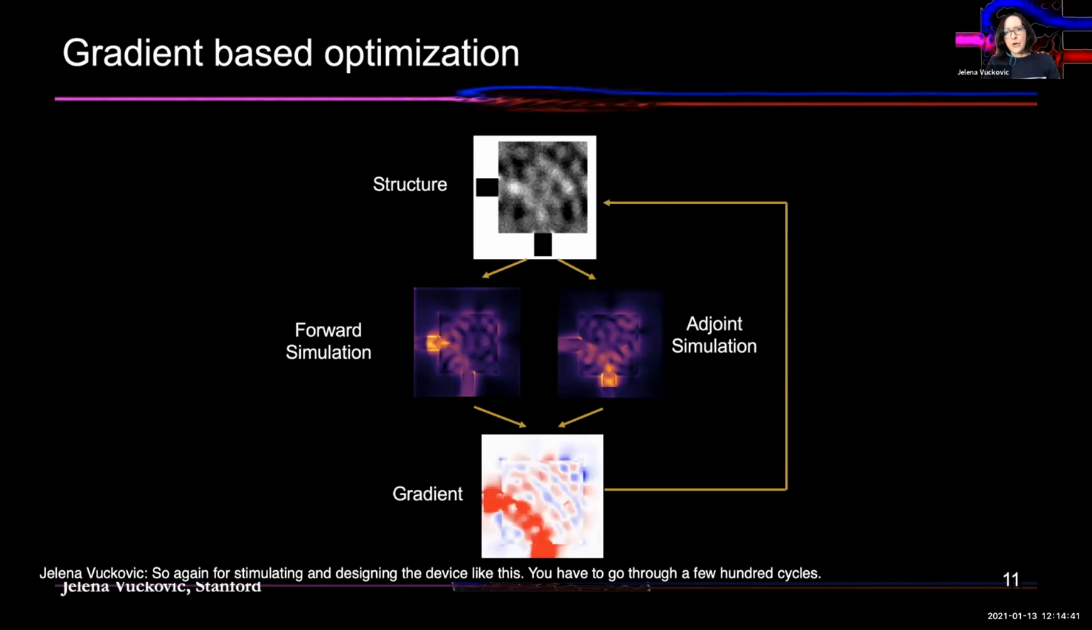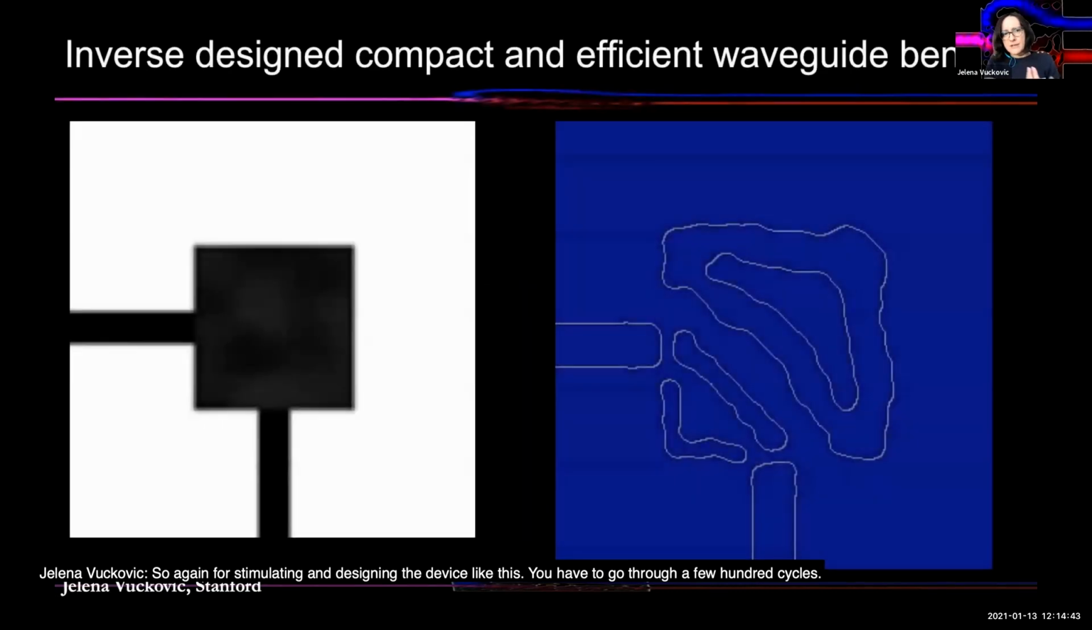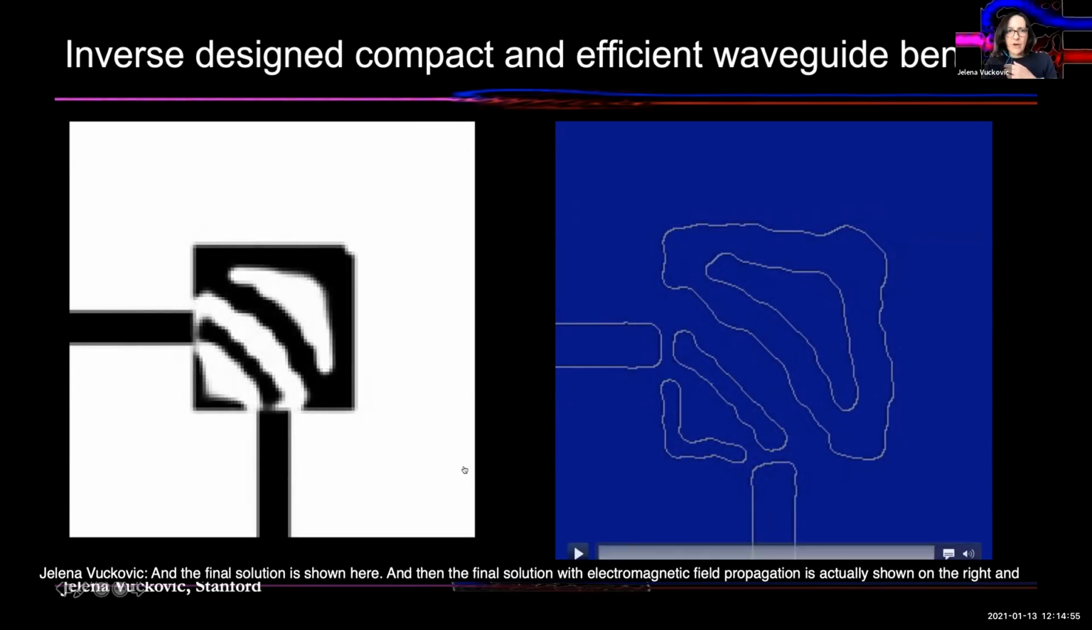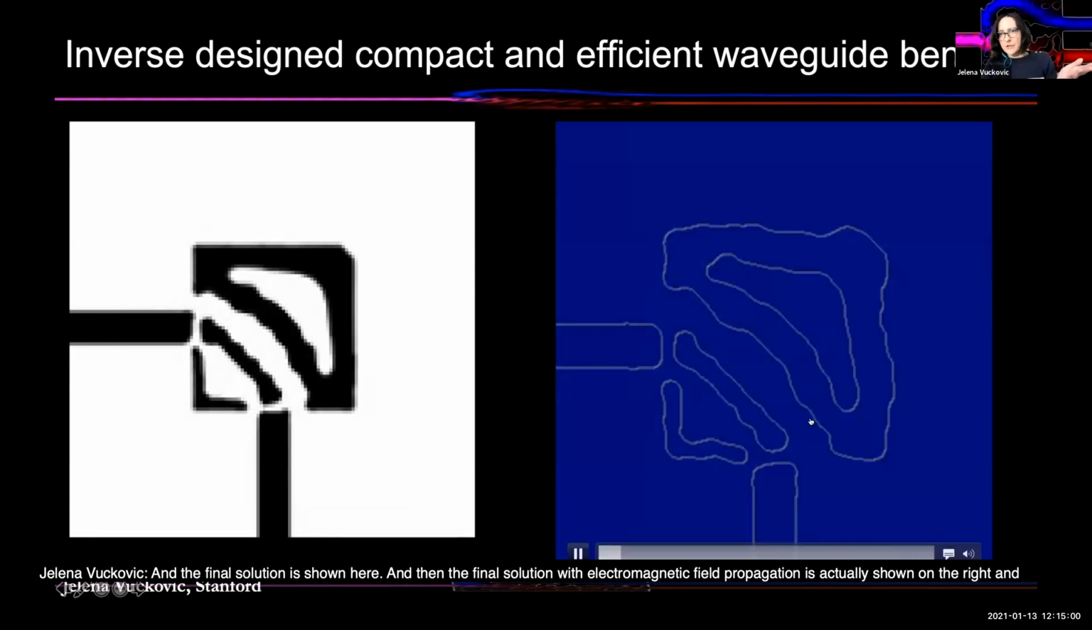So again, for simulating and designing a device like this, you have to go through a few hundred cycles. Here is telling you how you are changing the structure until you get to the one that satisfies your figure of merit and your design criteria. And the final solution is shown here. And then the final solution with electromagnetic field propagation is shown on the right.